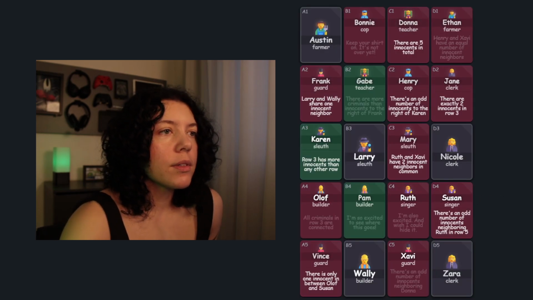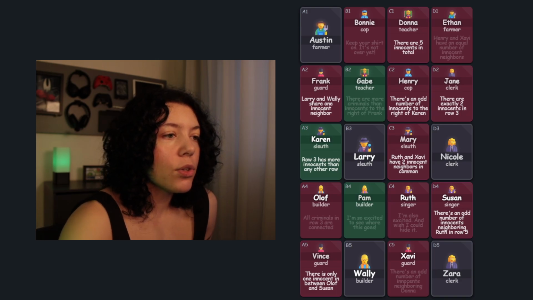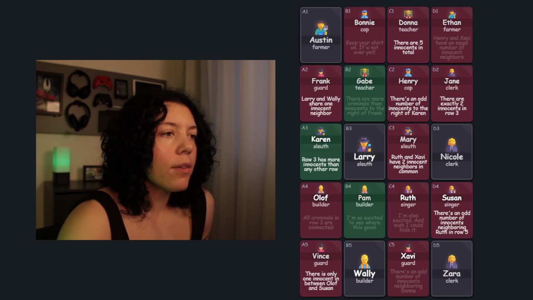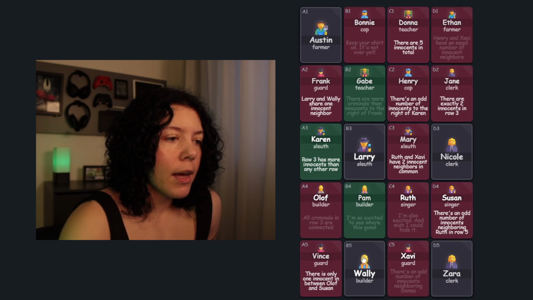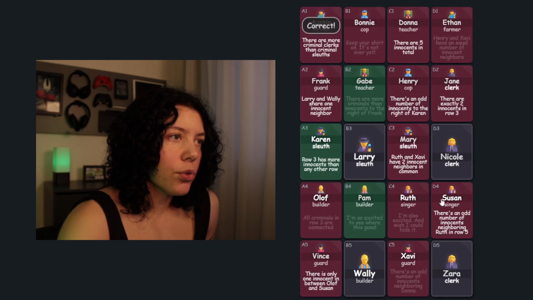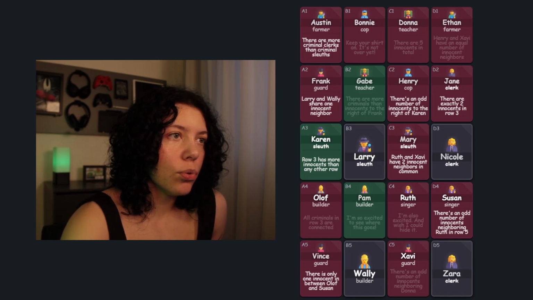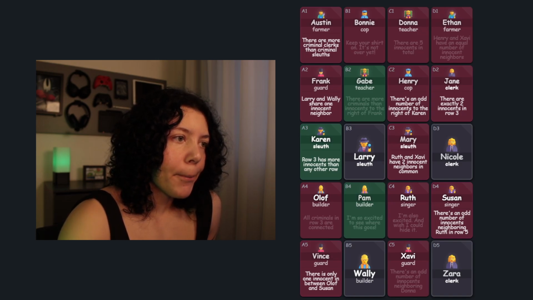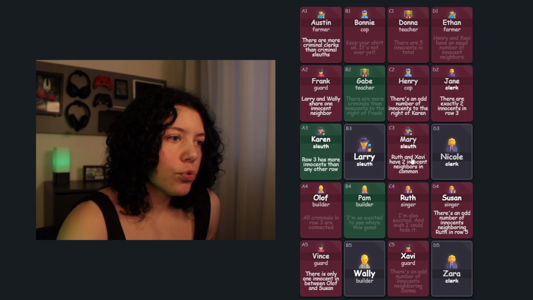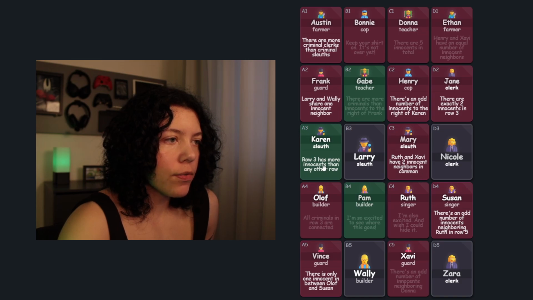Now Donna tells us there are 5 innocents in total, and we already have all of them: Gabe, Karen, Pam, and 2 more in here. So Austin is also a criminal, and we don't need Donna's clue anymore. Now, Austin tells us there are more criminal clerks than criminal sleuths. We have 3 sleuths, and of the ones we found out already, each of them is a criminal and the other an innocent.